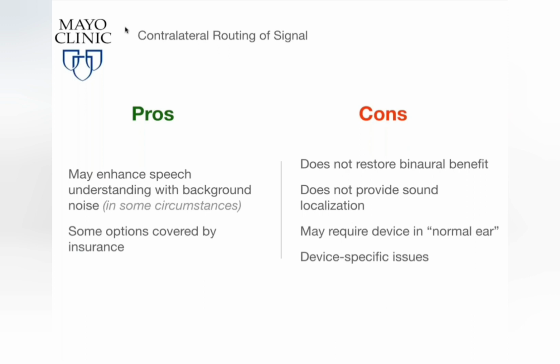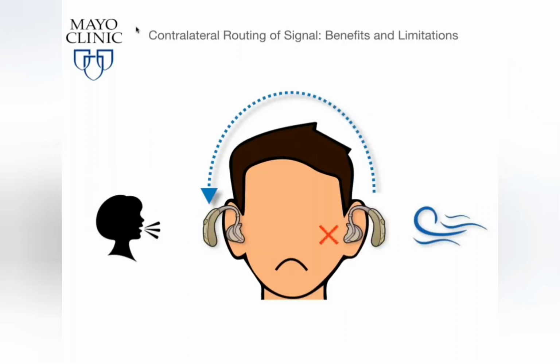As you can see, both the ears will have devices here. So the disadvantage is even the normal ear will have a device that you have to put there, and cosmetically it may not look very good. And although you are transmitting the sound, the binaural hearing benefit will not be there. You are basically just transferring sound from the deaf ear to the normal ear.